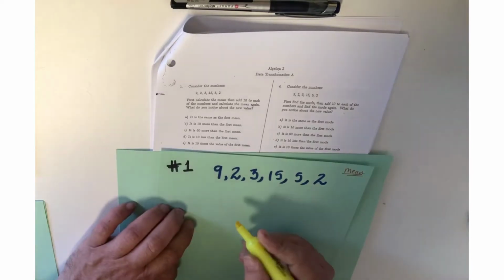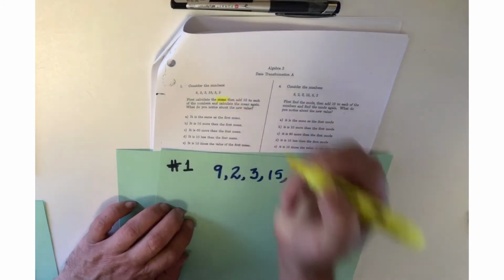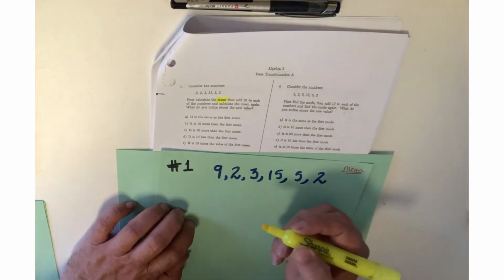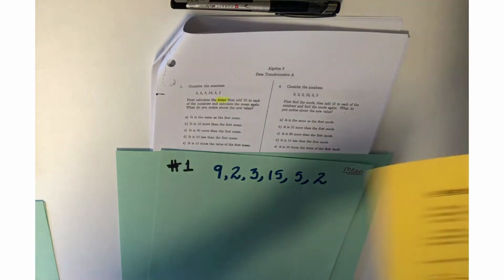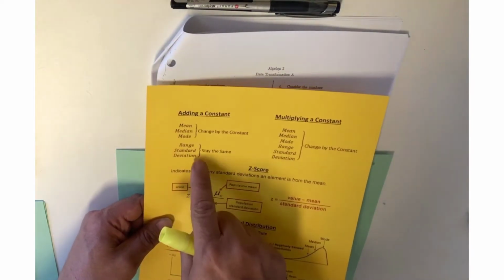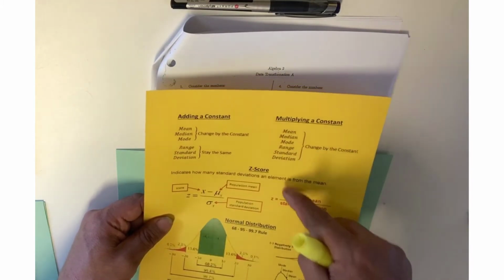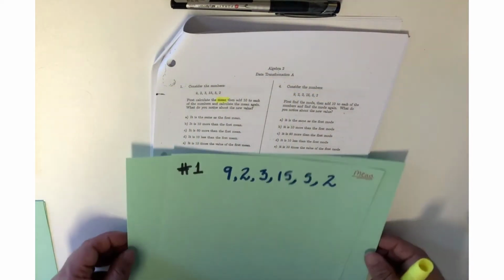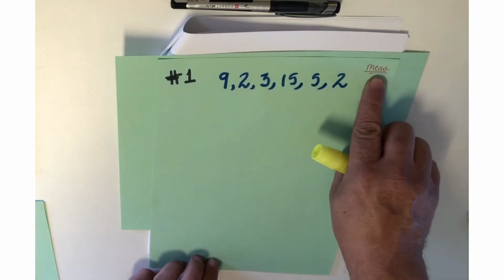Here are the numbers that I want you to work with. Now, as usual, I'm going to highlight whatever the keyword is, and the keyword is mean. And now I need to know whether they're going to be adding or multiplying. Why is that, you ask? Because if you add, only the three amigos will change, but if you multiply, all of them will change by the constant. So what I have done here is I have written the keyword mean.